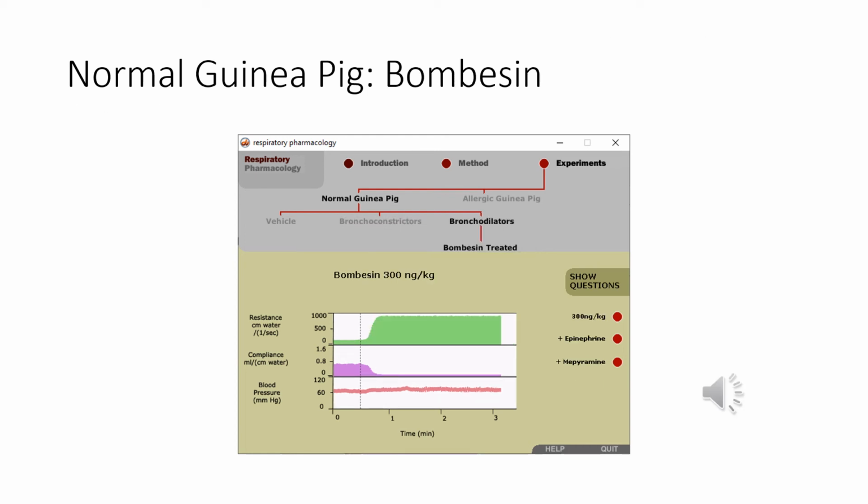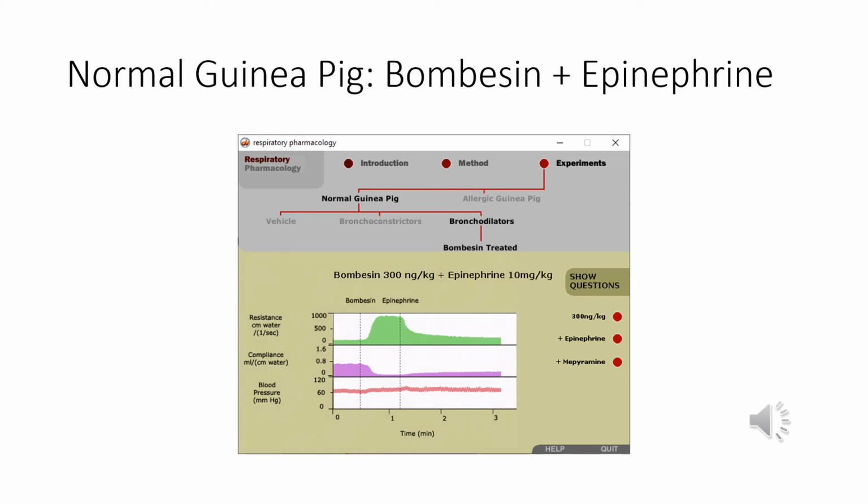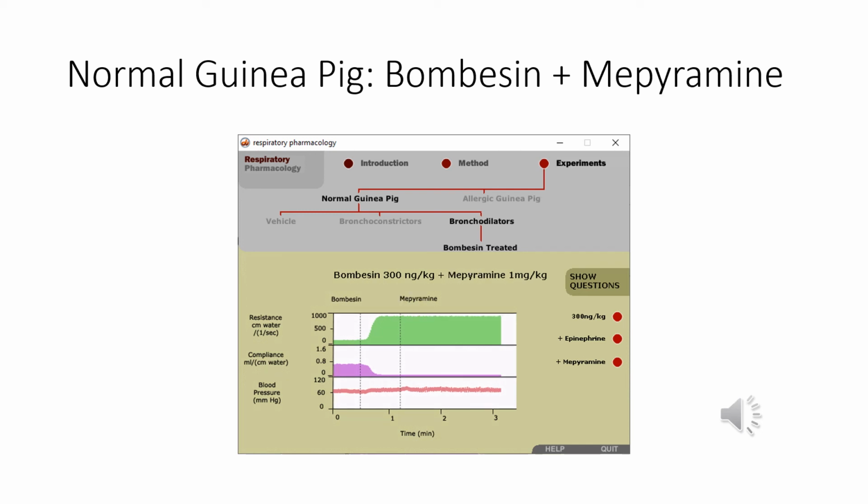The animals were also subjected to bronchodilators. The animals which received 300 nanogram per kg bomazine had increased lung resistance, reduced lung compliance and a slight increase in blood pressure. Administration of epinephrine post-administration of bomazine reduces the effect of bomazine towards the parameters observed. Administration of meperamine post-administration of bomazine has no, or little effect on the parameters observed post-administration of bomazine.